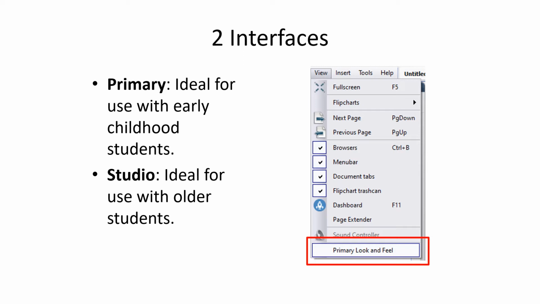So decide, if you're unfamiliar with this software, which group of students, what your audience is going to be, and then select primary or studio. And again, View menu, the very last item is where you select that.